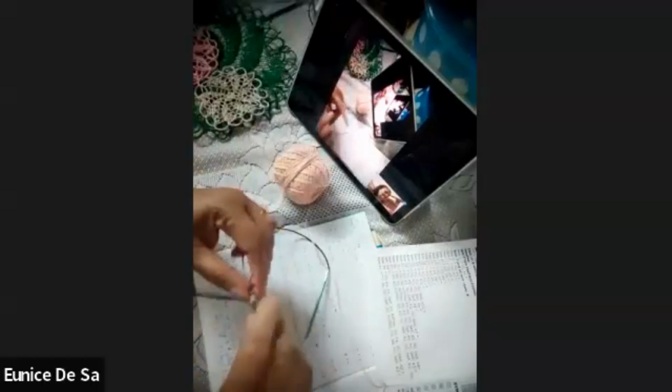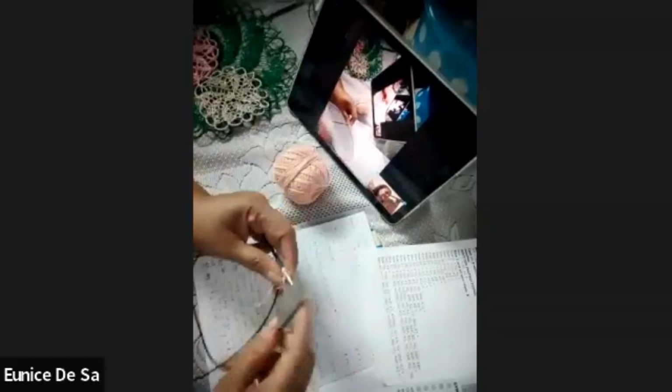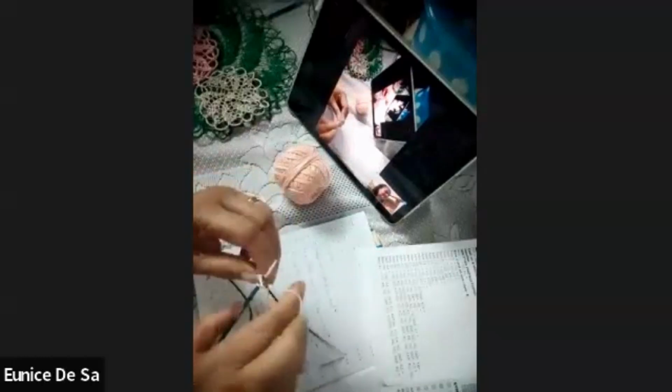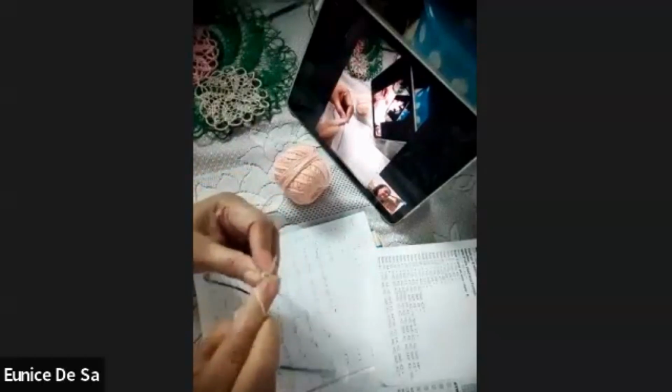Now my segments also will change after the third row. At the moment, I still have 8 stitches. So now I'm going to needle 2. Fifth, knit. Sixth stitch, knit. Seventh stitch.